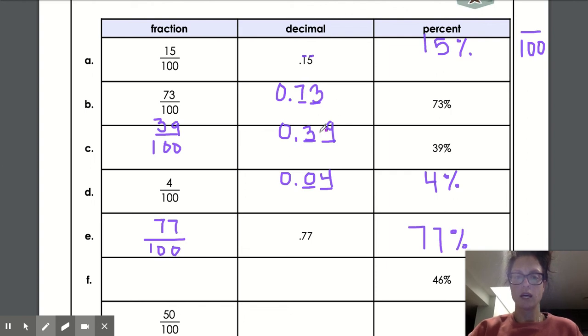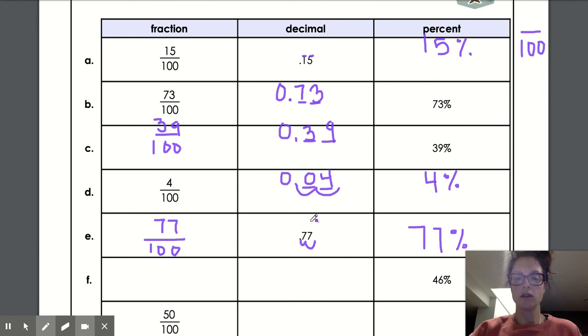So one pattern that I notice here is that if we have 77 hundredths, one thing I can do to get my percent as well is move my decimal over 1, 2 spots to get 77%. Same with here. Move my decimal over 1, 2 spots and I get 4%.